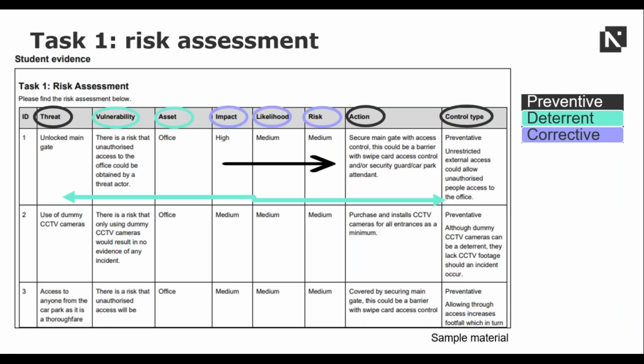Corrective controls are used to address risks that have already materialised. So these aim to minimise the damage and prevent similar incidents from ever happening again. Examples include incident response plans, disaster recovery plans, and root cause analysis.